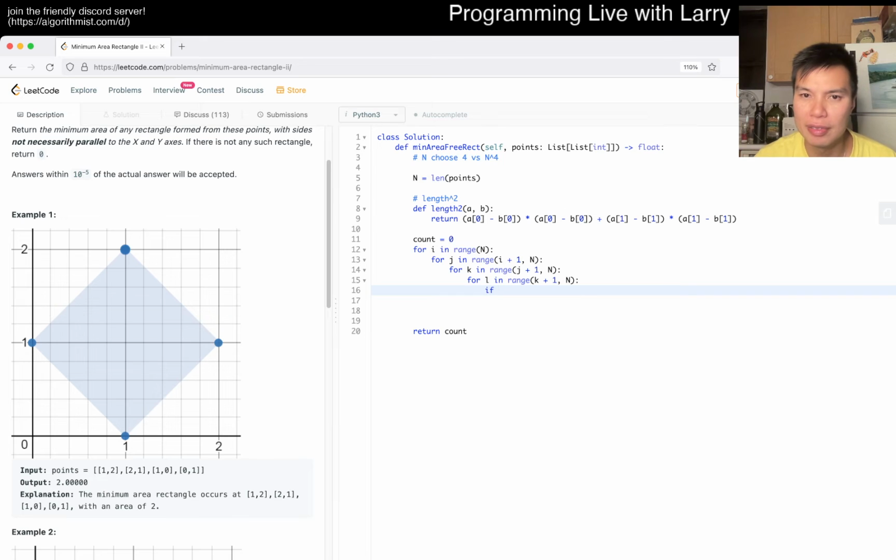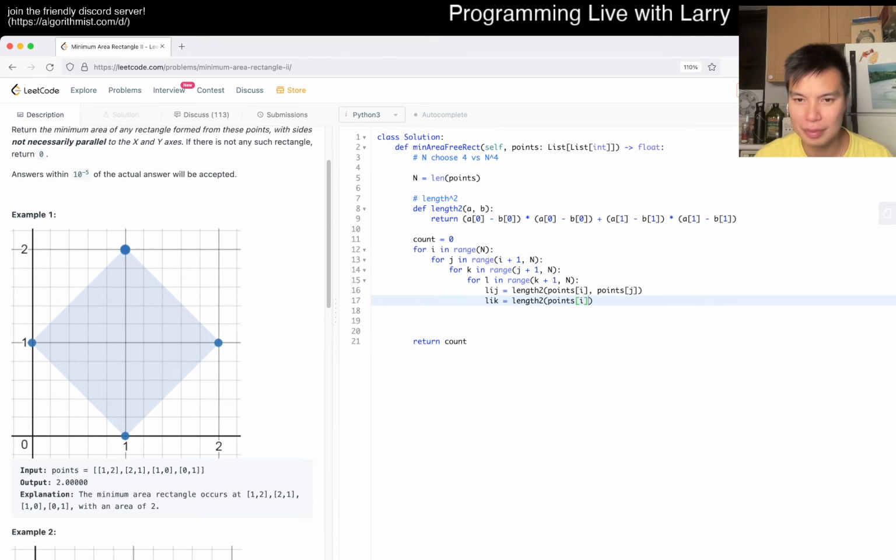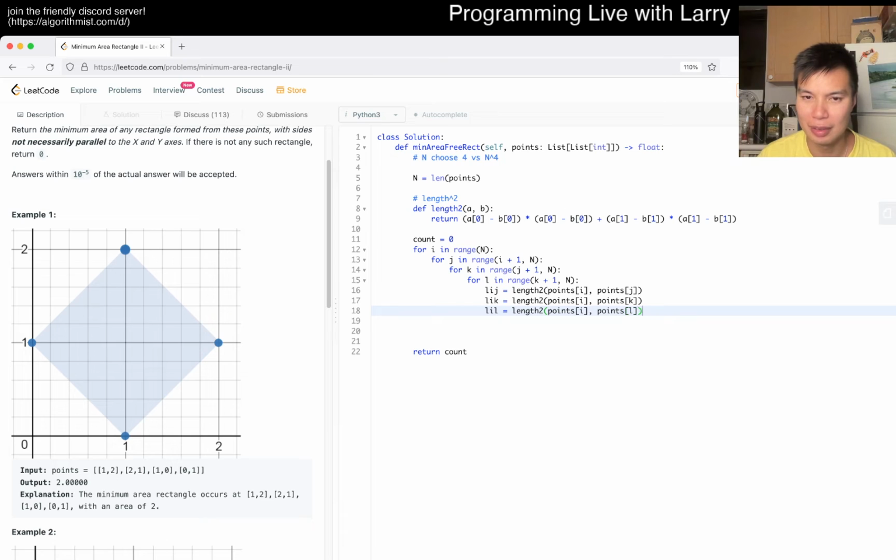So then here we go, length2 of points of i. So now from points of i to points of j. Well, let's actually store this so we don't have to redo it: Lij is equal to this. Lik is equal to length2 of points sub i, points sub k, something like this. Okay, that's a little bit awkward, but yeah. And then now Ljk is equal to length2 of points sub j, points sub k.